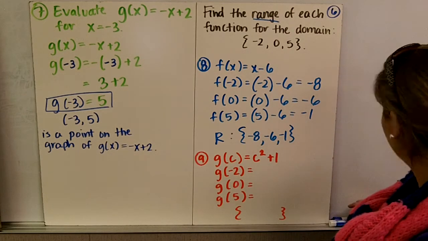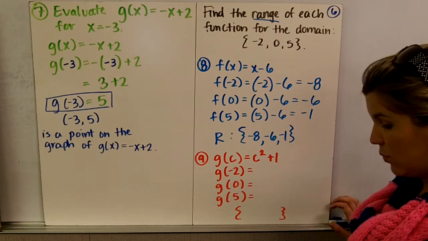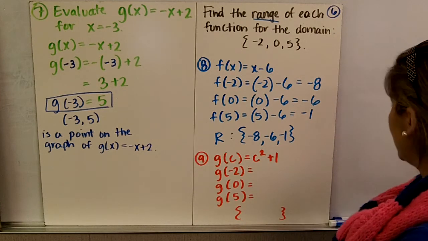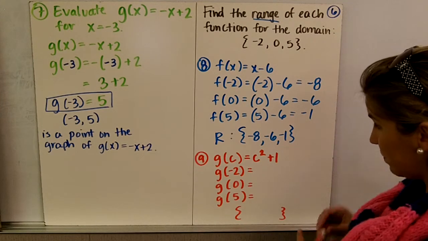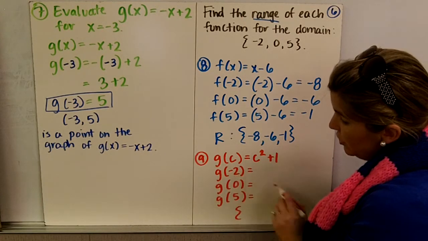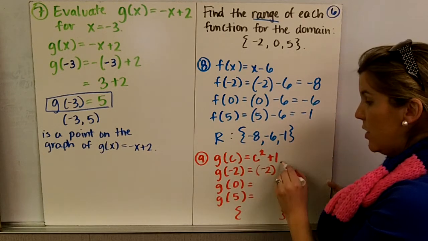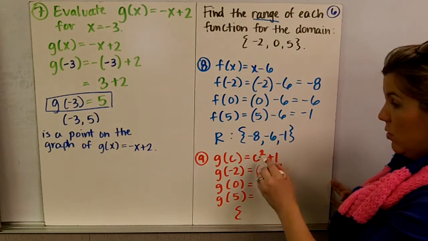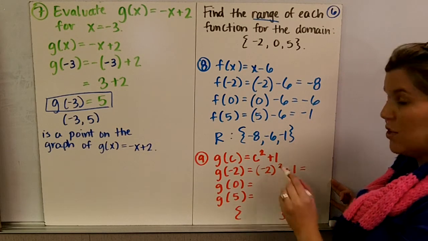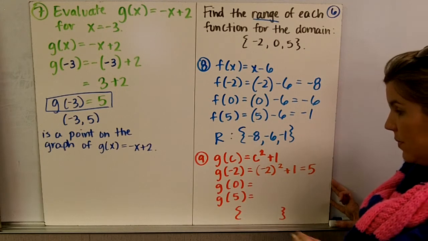And our last one, we have g of c equals c squared plus 1. If c is -2, what is g of c? So what we're going to do is take c out and put -2 in its spot. Now notice c was squared, so -2 will be squared. -2 squared is 4, plus 1 is 5.